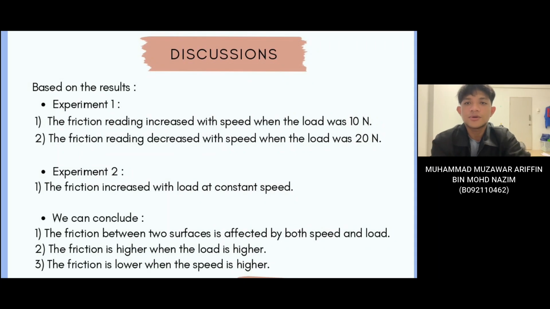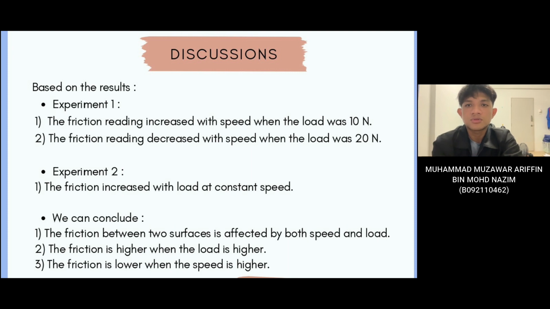I will give the conclusion after we have completed the experiment. From this experiment, we can conclude that based on experiment 1, the friction reading increased with the speed when the load was 10 Newton. Second, the friction decreased with the speed when the load was 30 Newton. For experiment 2, the friction increased with load at constant speed.